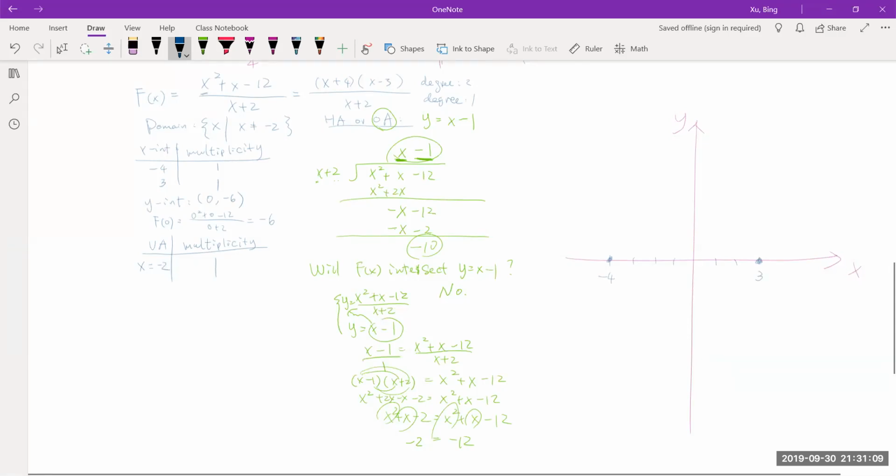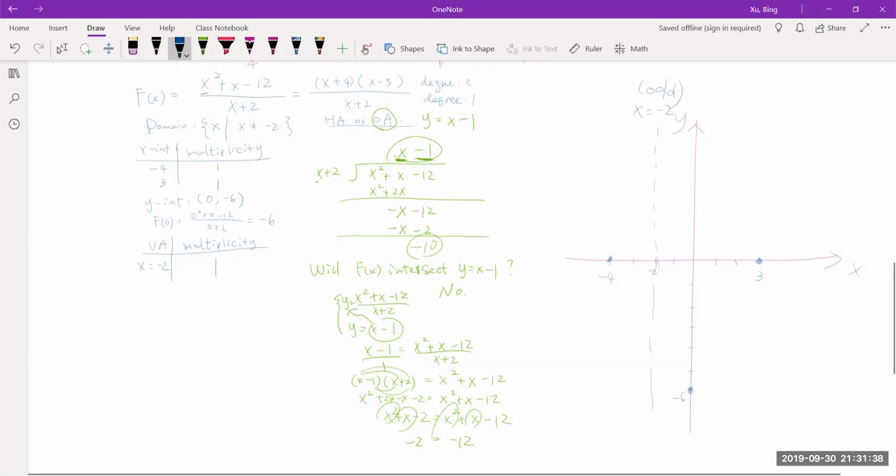We have a y-intercept, -6. 1, 2, 3, 4, 5, 6. Say it's here, -6. All right, we have a vertical asymptote, x equals -2. Vertical asymptote right here, x equals -2. Multiplicity is odd, so I know what my graph looks like.